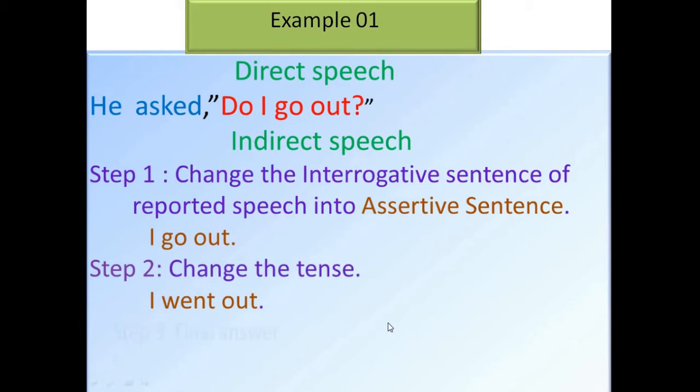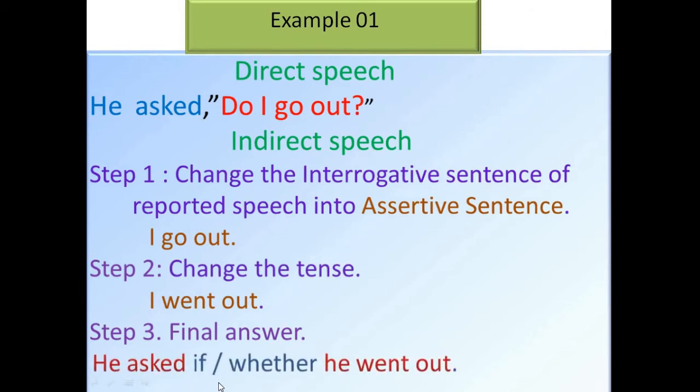Step number 3: it is the final answer. In the final answer, we have to connect or join the reporting speech and the reported speech. While changing direct speech to indirect speech in interrogative sentences, we have to use "if" or "whether" to connect the reporting speech to the reported speech. "If" or "whether" is important. See the answer.